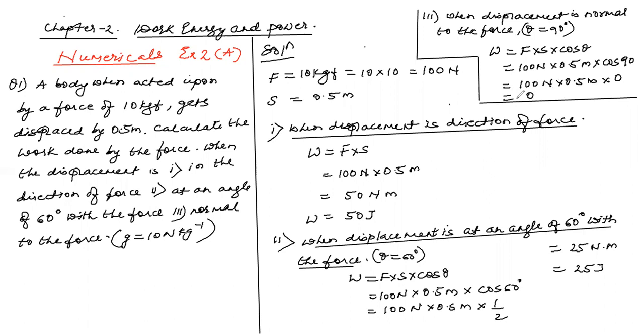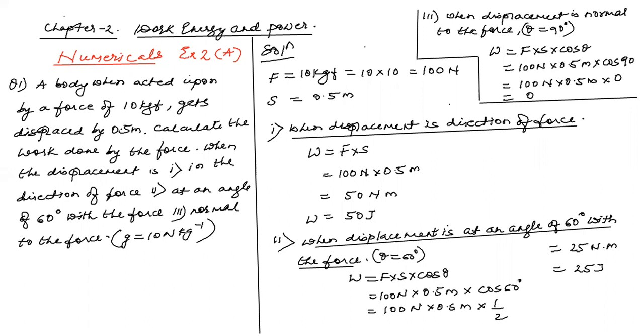I hope people have understood me here. So remember one thing, learn it, children. When the displacement is in the direction of force, the formula for work will be W equals F into S. When the displacement is at an angle with the force, W is equal to Fs cos theta. Now, please have a look here.